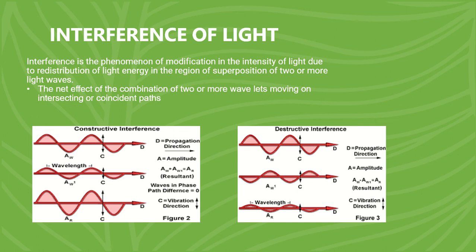The number of photons varies; it may increase or it may decrease, and hence there is a redistribution of light energy. Superposition is nothing but adding or subtracting of the light waves. There are two types of interference. Those are constructive interference and destructive interference.